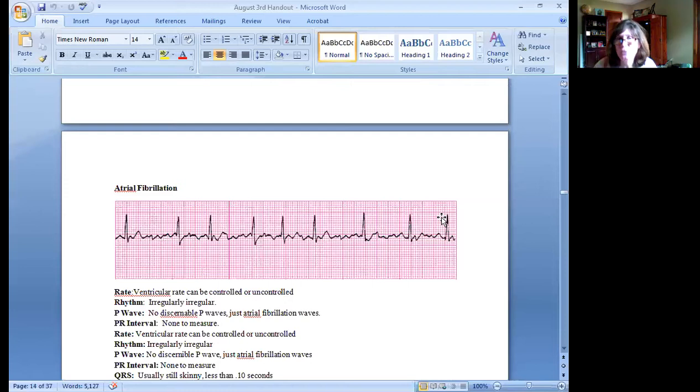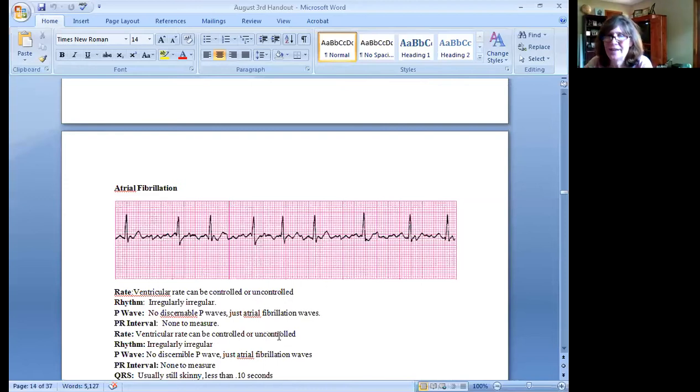Why can't I do the large box method or the small box method with AFib? Because it's irregularly irregular. I don't have the luxury of a regular R to R interval. So you can only use the 6-second method here. All right, so we've established that our rate here is 90. The rhythm is irregularly irregular. There are no discernible P waves in AFib, just atrial fibrillation waves. There is no PR interval to measure. The ventricular rate can be controlled, less than 100, or uncontrolled.